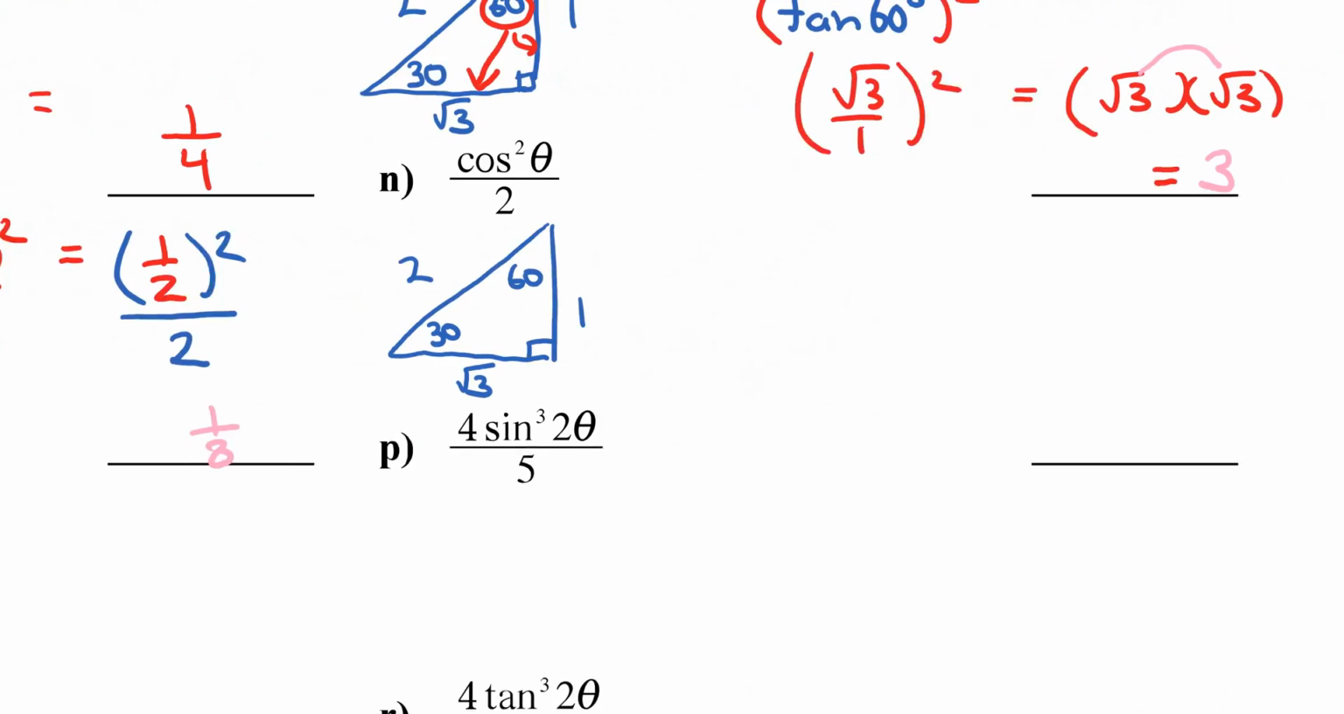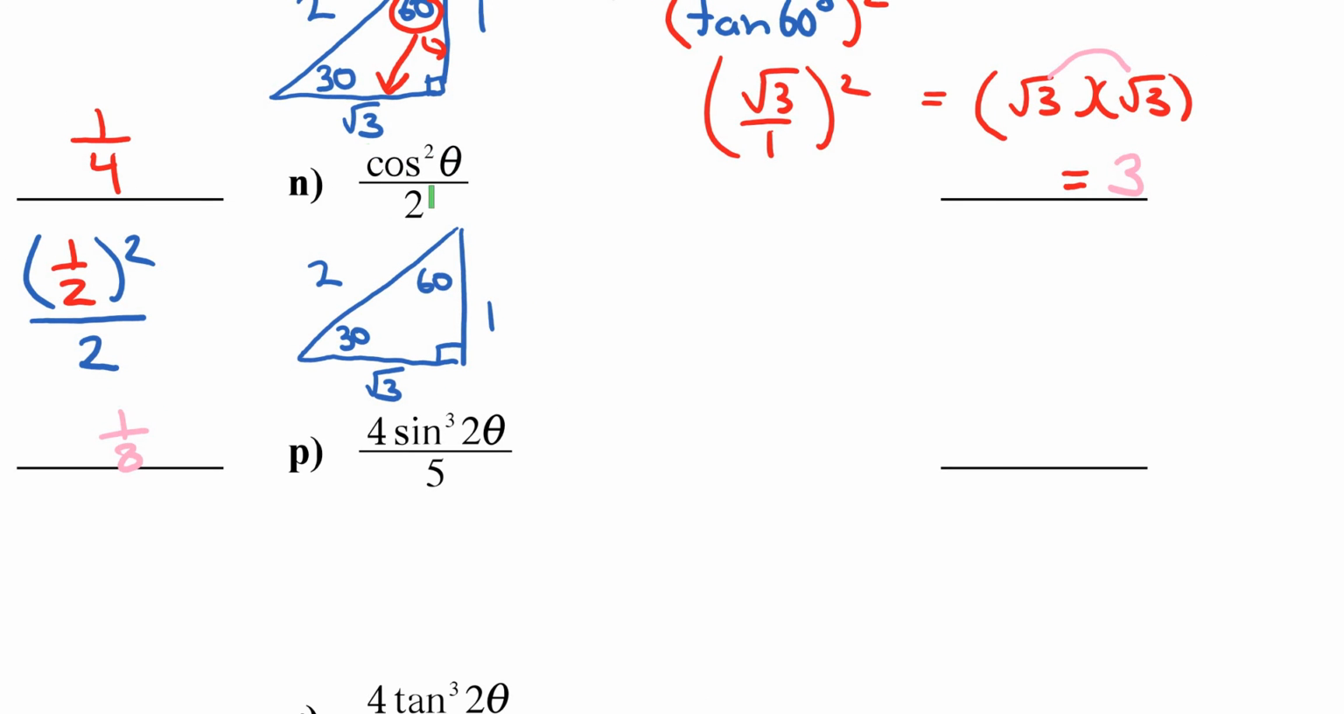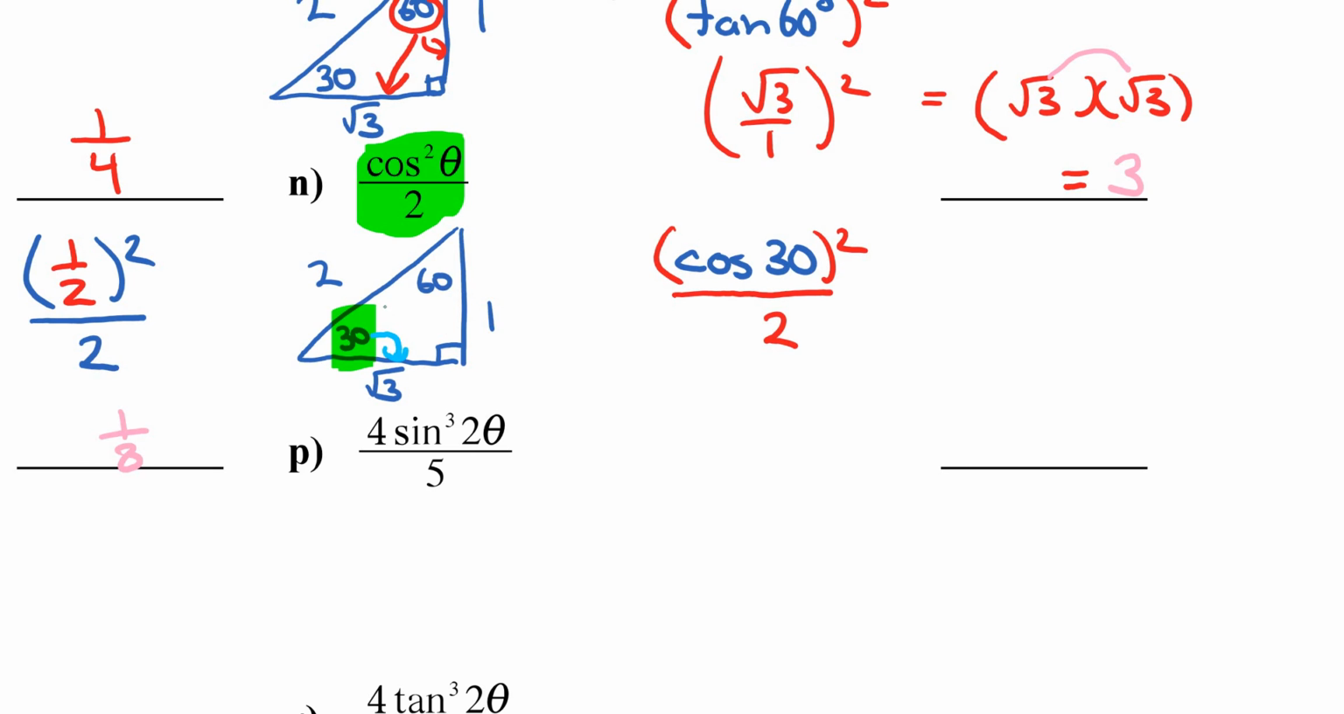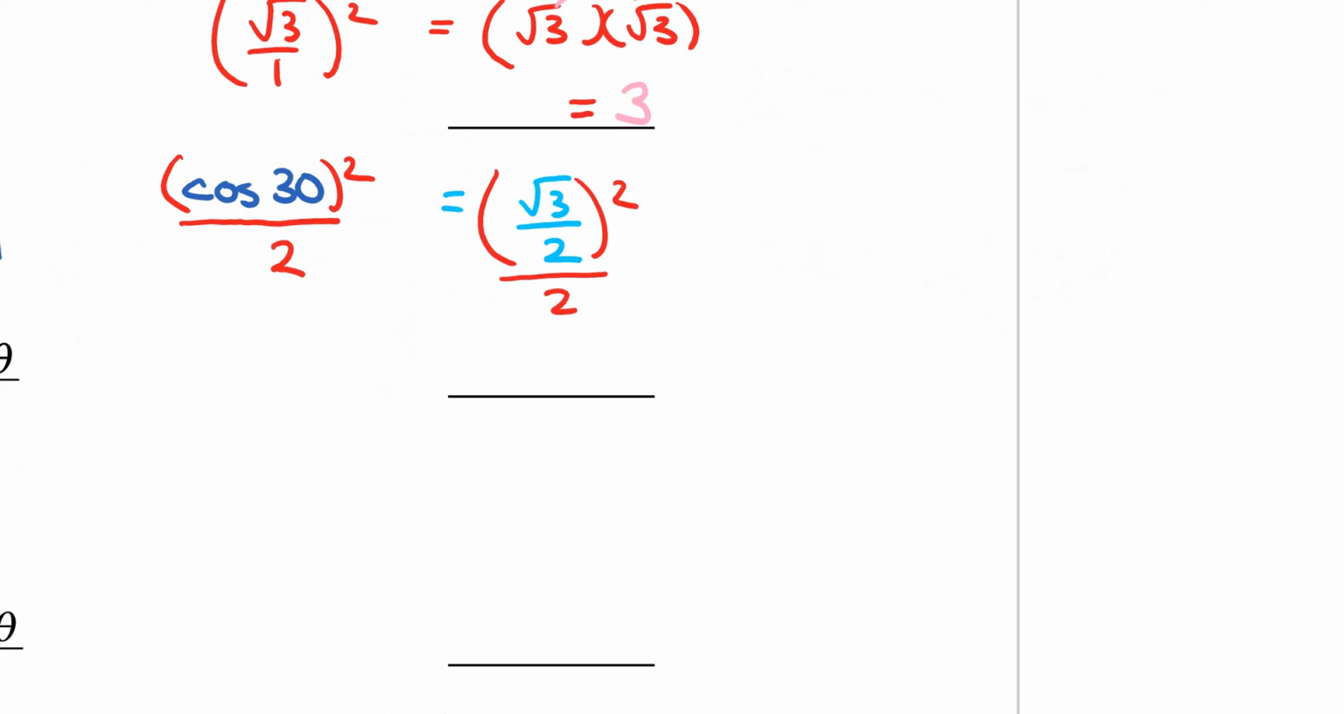And I suspect N is going to be very similar. So I have cos squared theta divided by 2. And okay, so this is the same thing as cos 30 degrees, all to the power 2 divided by 2. All right, so where's the 30 degrees? It's right there. And cos theta is your adjacent over your hypotenuse. So my adjacent is root 3, and my hypotenuse is 2. Then all that's being divided by 2, and the top is being squared. So now we need to evaluate this weird expression here.